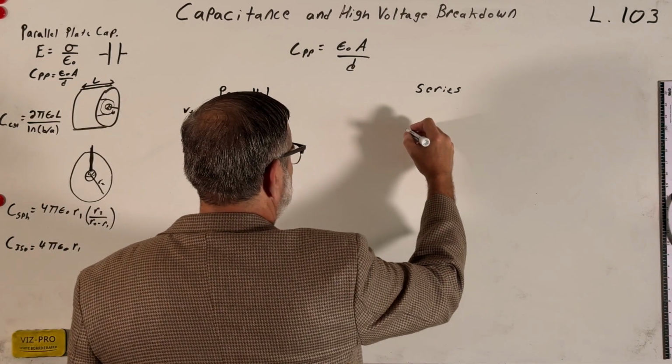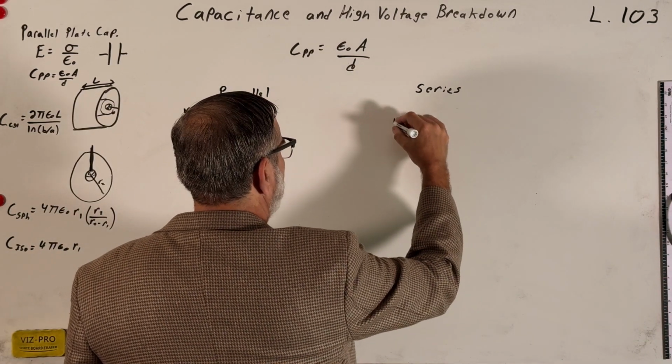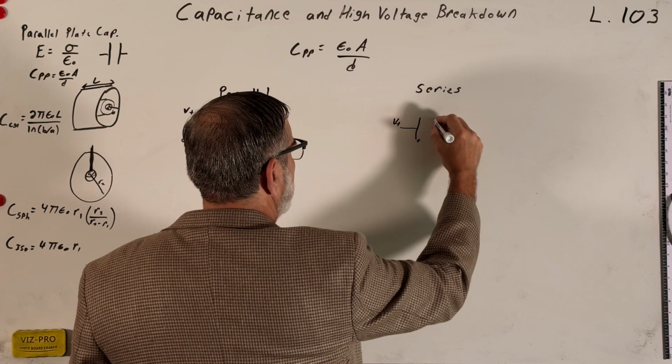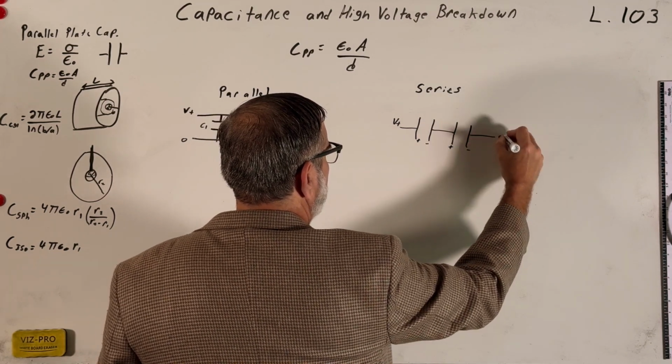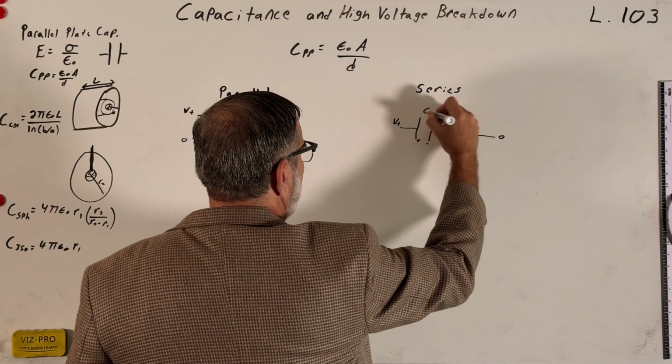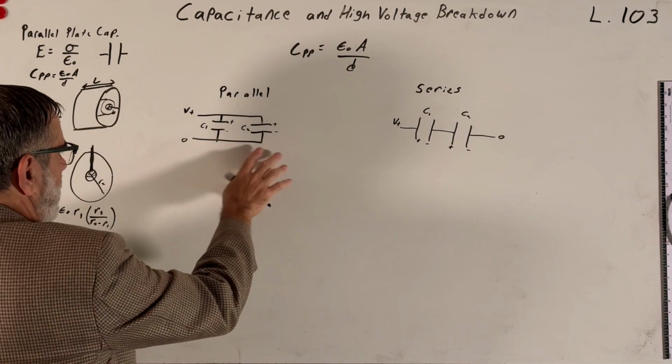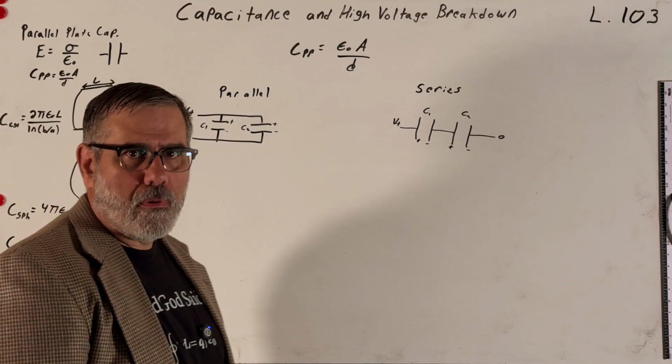And in series, what would this look like? You would have V plus, this would be the positive plate, negative plate, positive plate again, negative plate, and this would be 0. And we could call this C1, C2. So what is the effective capacitance of these two combined capacitors?